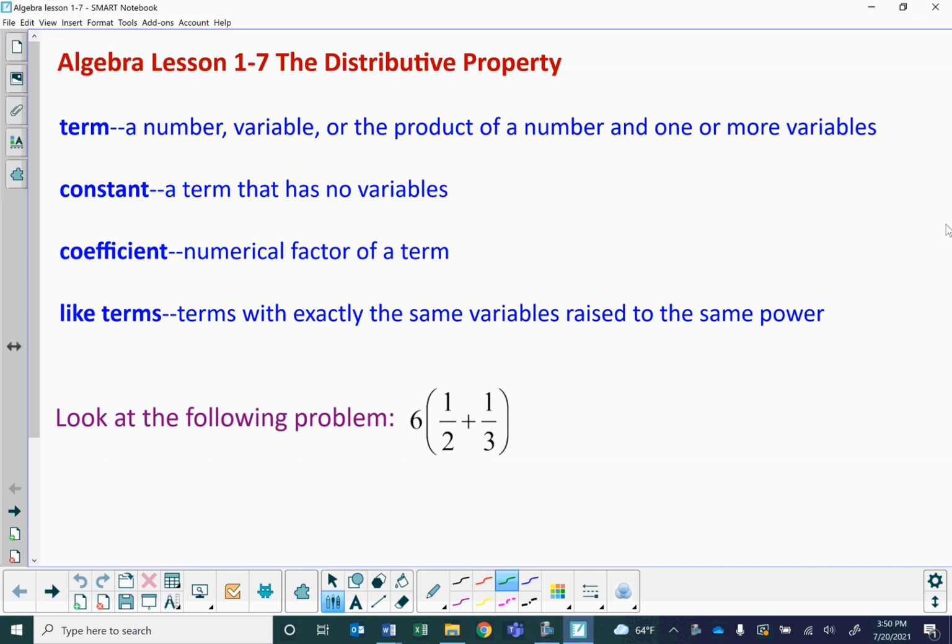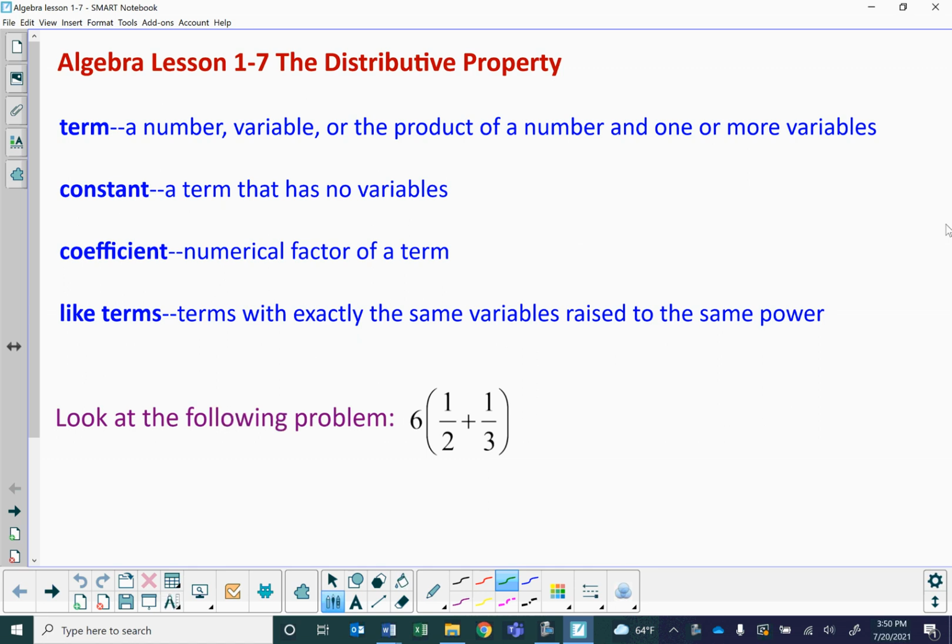This is Algebra Lesson 1-7, the distributive property. Here are some important terms. Coincidentally enough, the first one's called a term. A term is a number, a variable, or the product of a number and one or more variables.